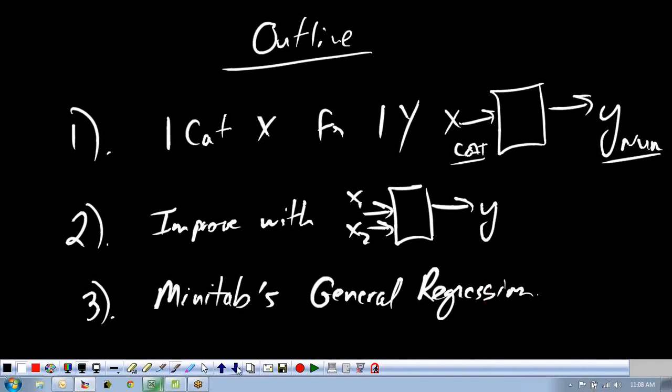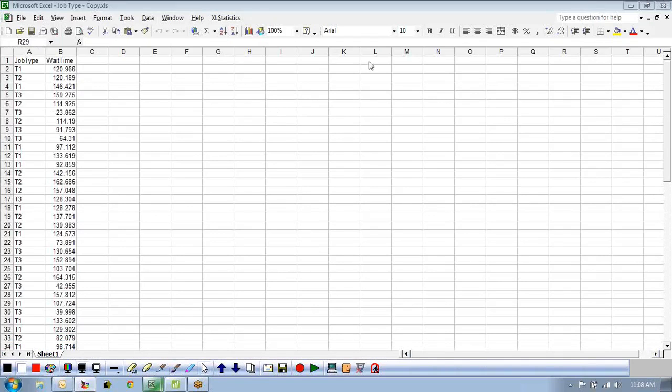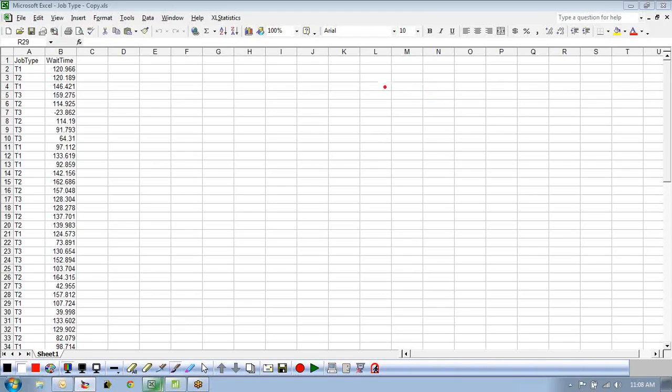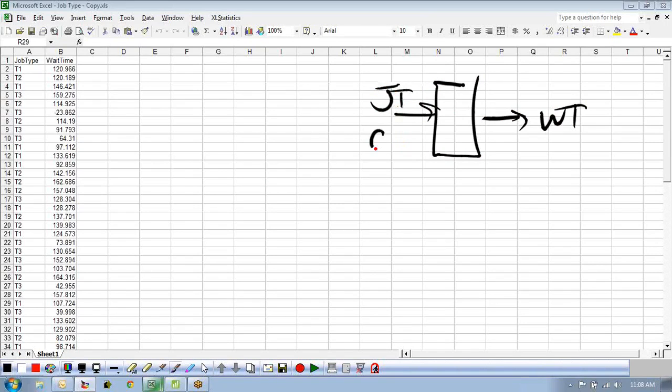Okay, so let's go into it. The first case is going to be one cat x, one y. We're going to do the example that's actually in the book, which is wait time by job type. In this case, I've got wait time, and I've got job type, right? And that's a cat, and that's a num.